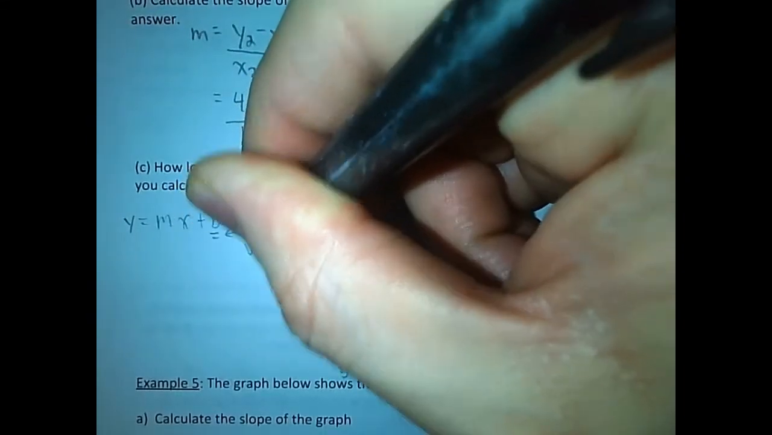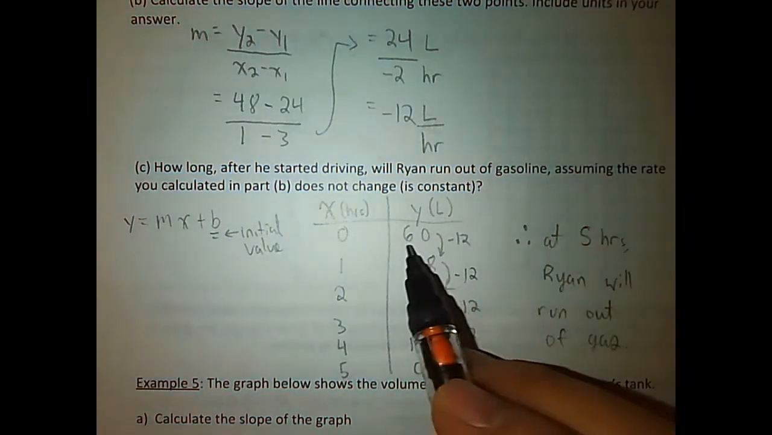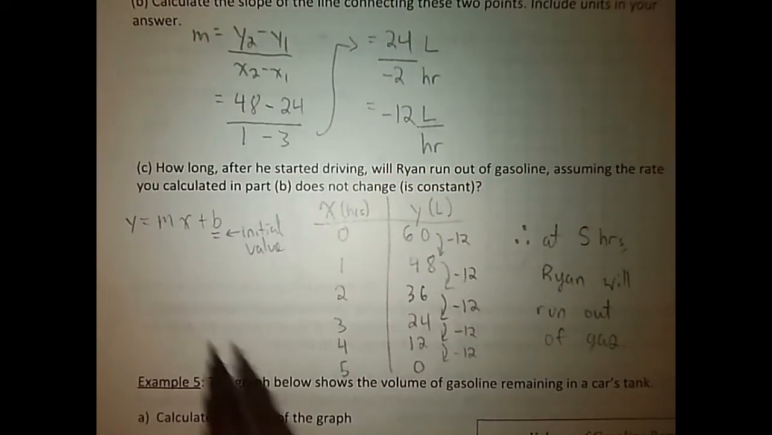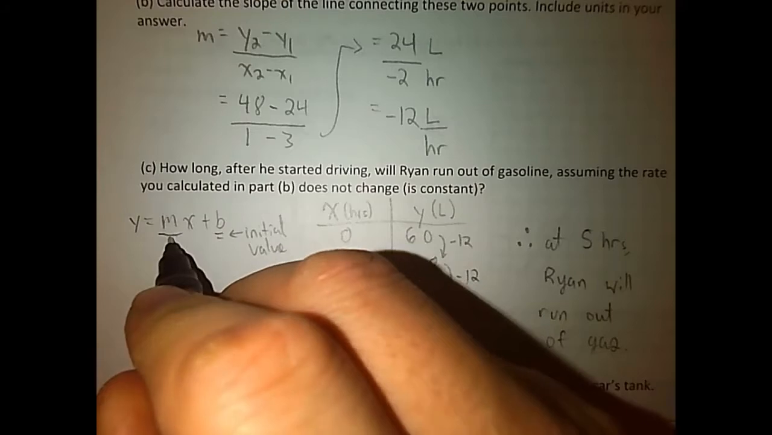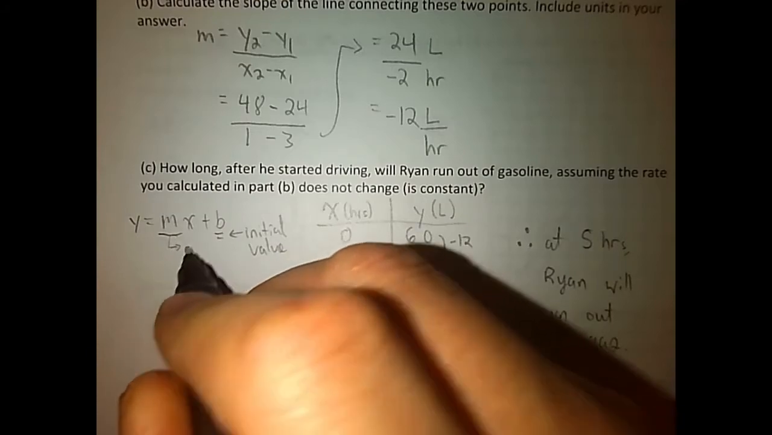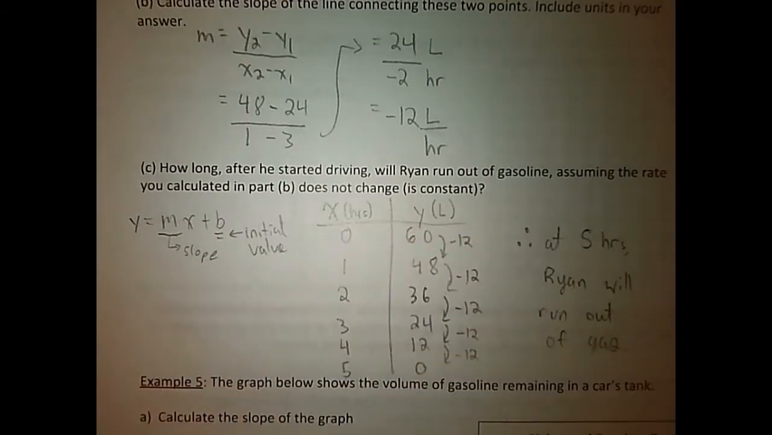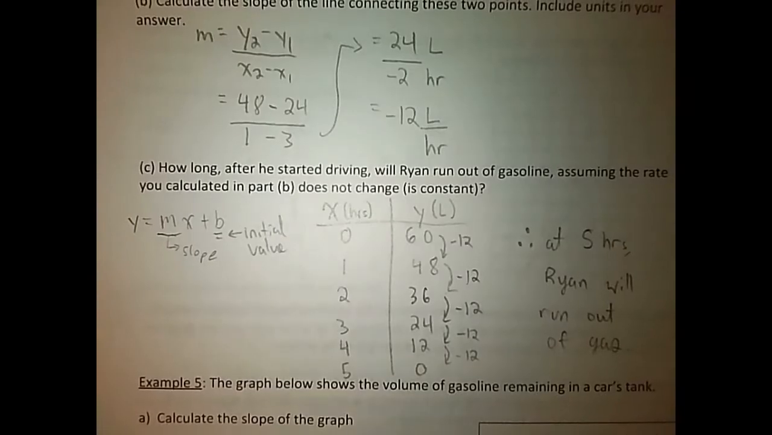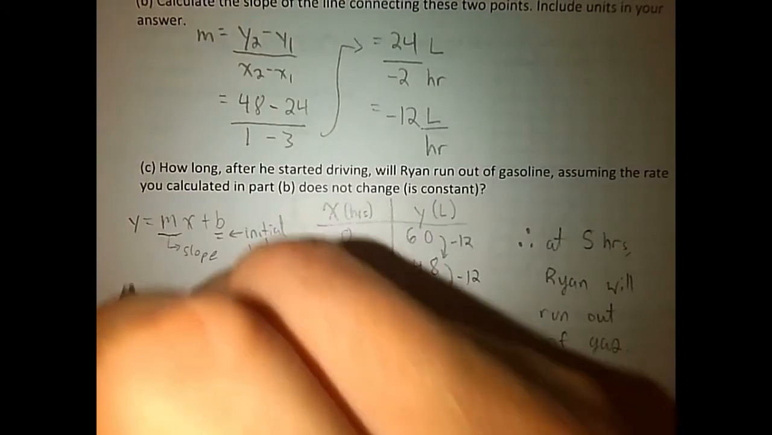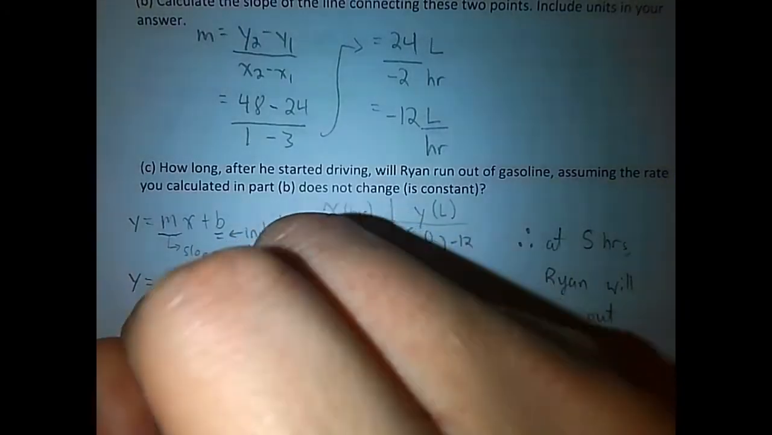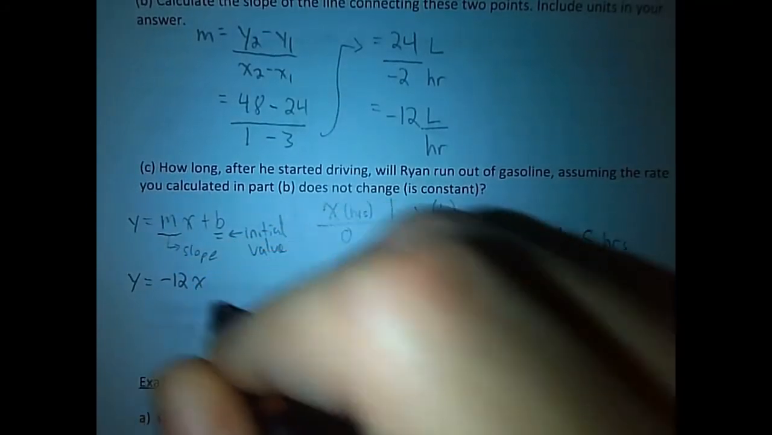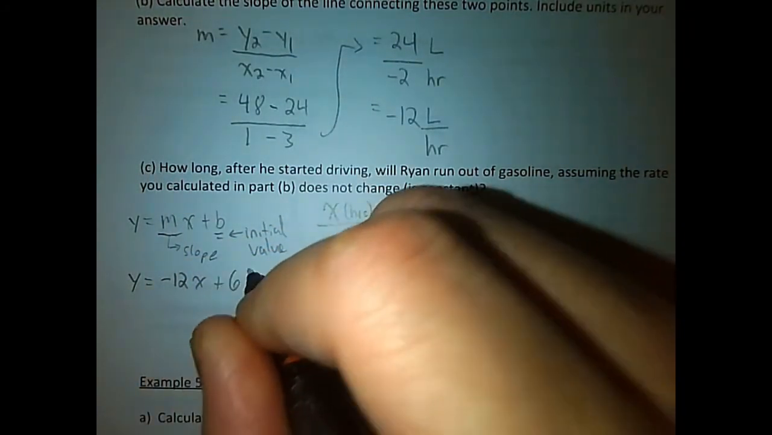Well, b we said is our initial value, which in this case is 60, because that's what happened at 0. And m is that constant of variation, which is also the slope, or the rate of change. So we calculate that to be minus 12. So we can put the slope in this equation, and put in our initial value, and now I have an equation for this.